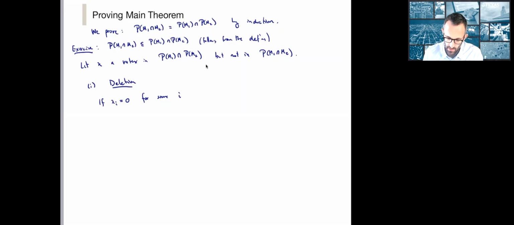So if x_i equals 0 for some i, delete to form the two matroids, M1 with i deleted and M2 with i deleted.